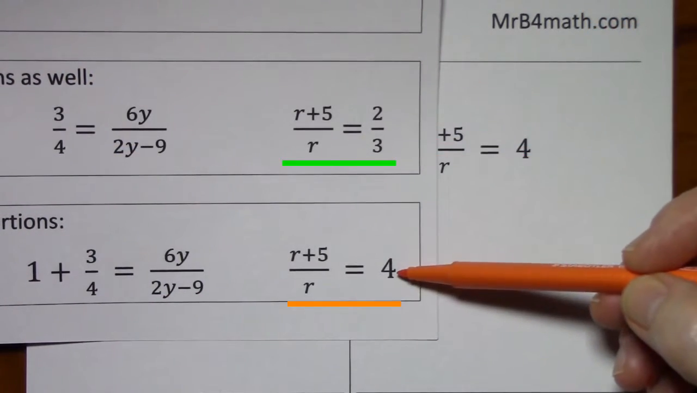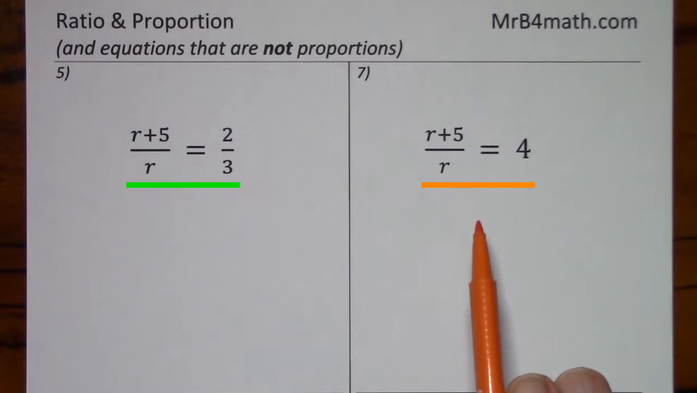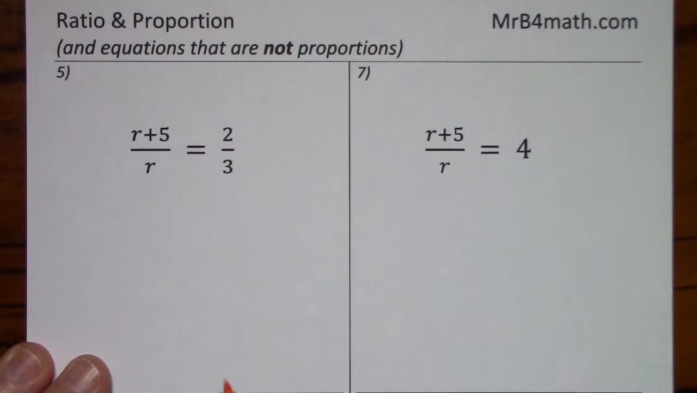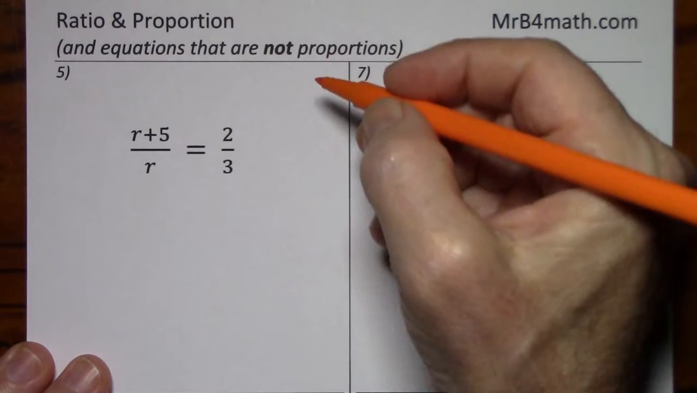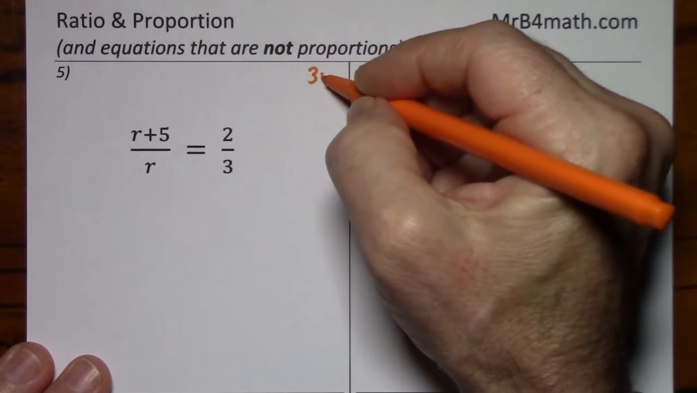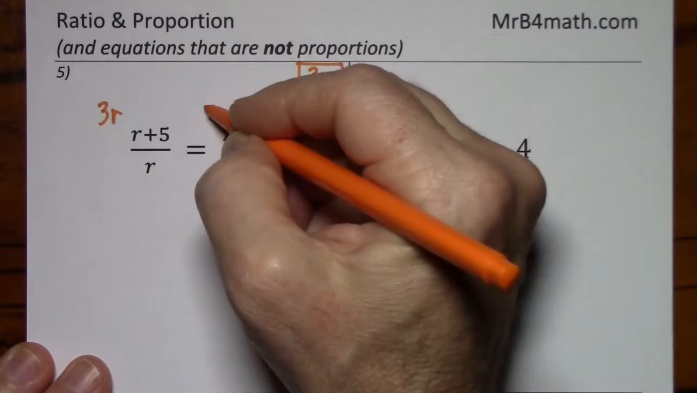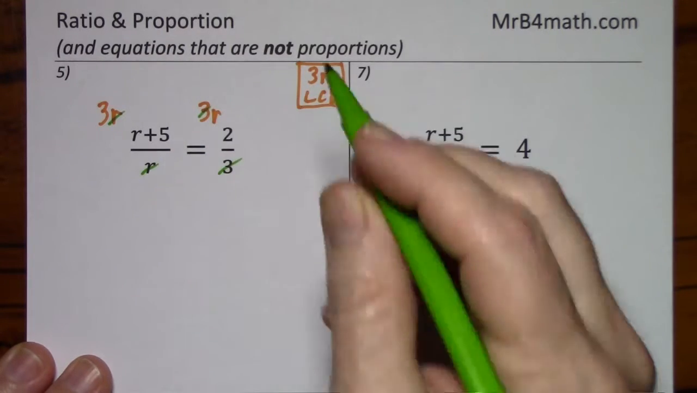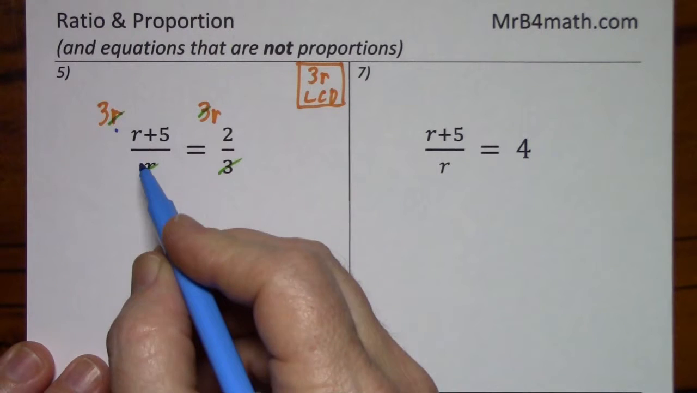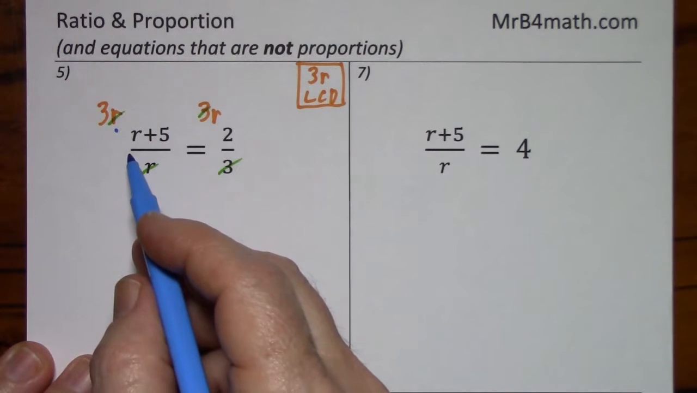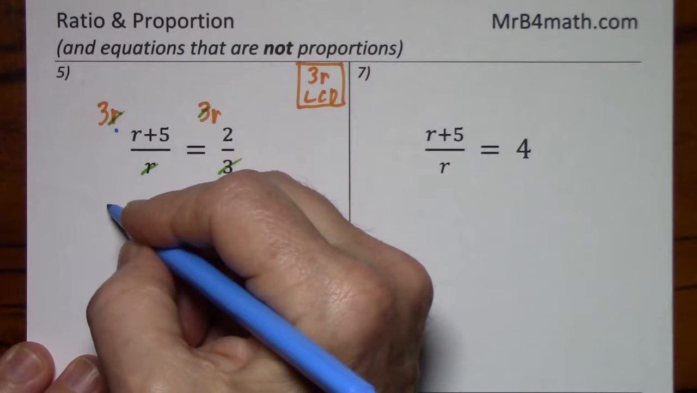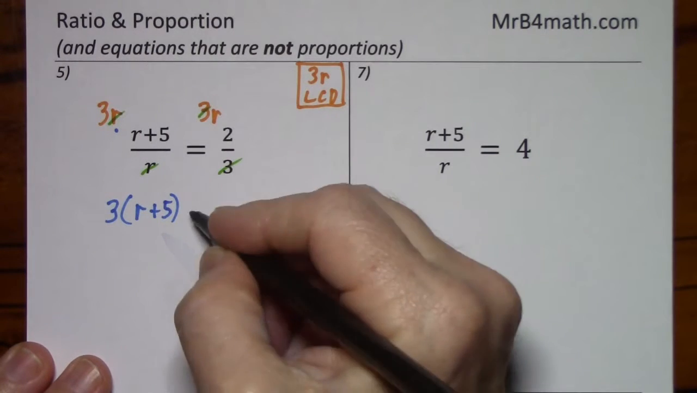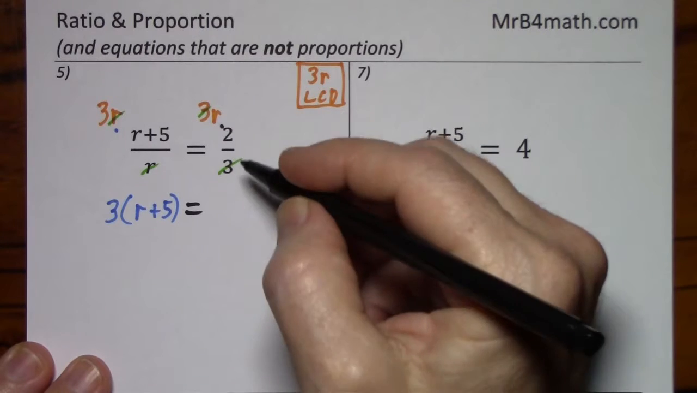And now we'll take care of solving these last two, here and here. With this equation, you have the variable in the denominator. So we'll clear this equation of fractions. The least common denominator is 3r. The r's cancel. The 3's cancel. Here you're left with 3 times the quantity r plus 5. Again, the fraction bar is a grouping symbol. So we'll put them in parentheses. Bring down your equals. And 2 times r.